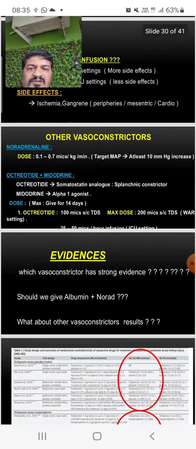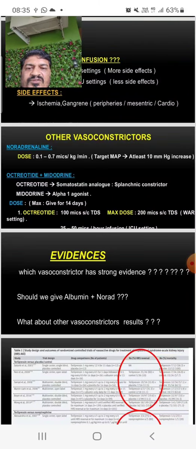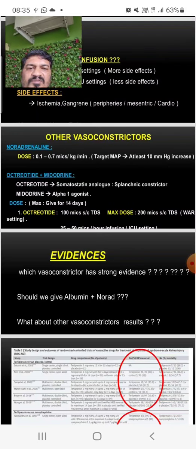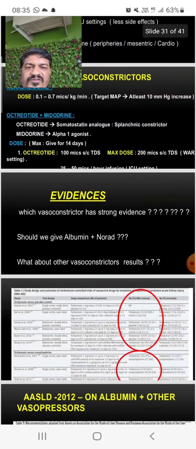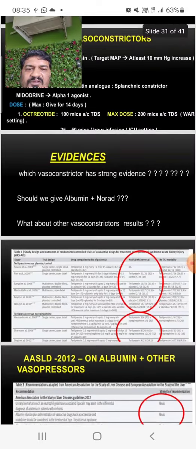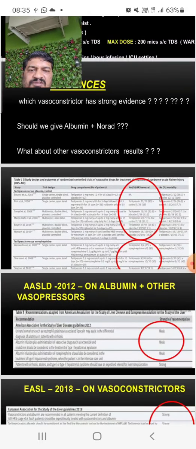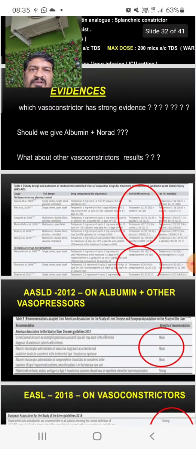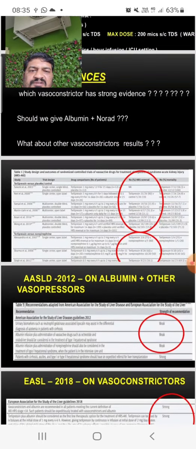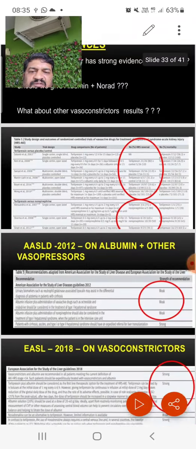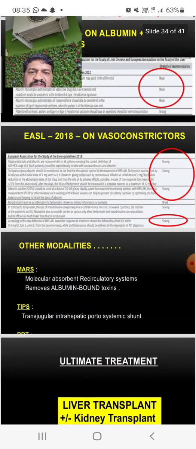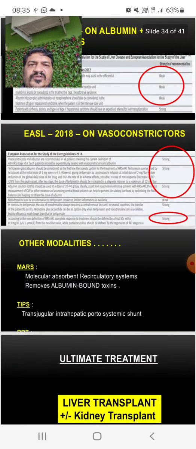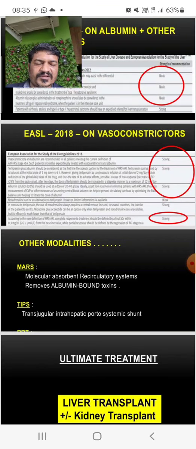Evidence: which vasoconstrictor has strong evidence? Should we give albumin plus noradrenaline? When should other vasoconstrictors be used? These are some paragraphs on the evidence basis for albumin plus other vasopressors and vasoconstrictors. I'm not going to go into the details of these tables.